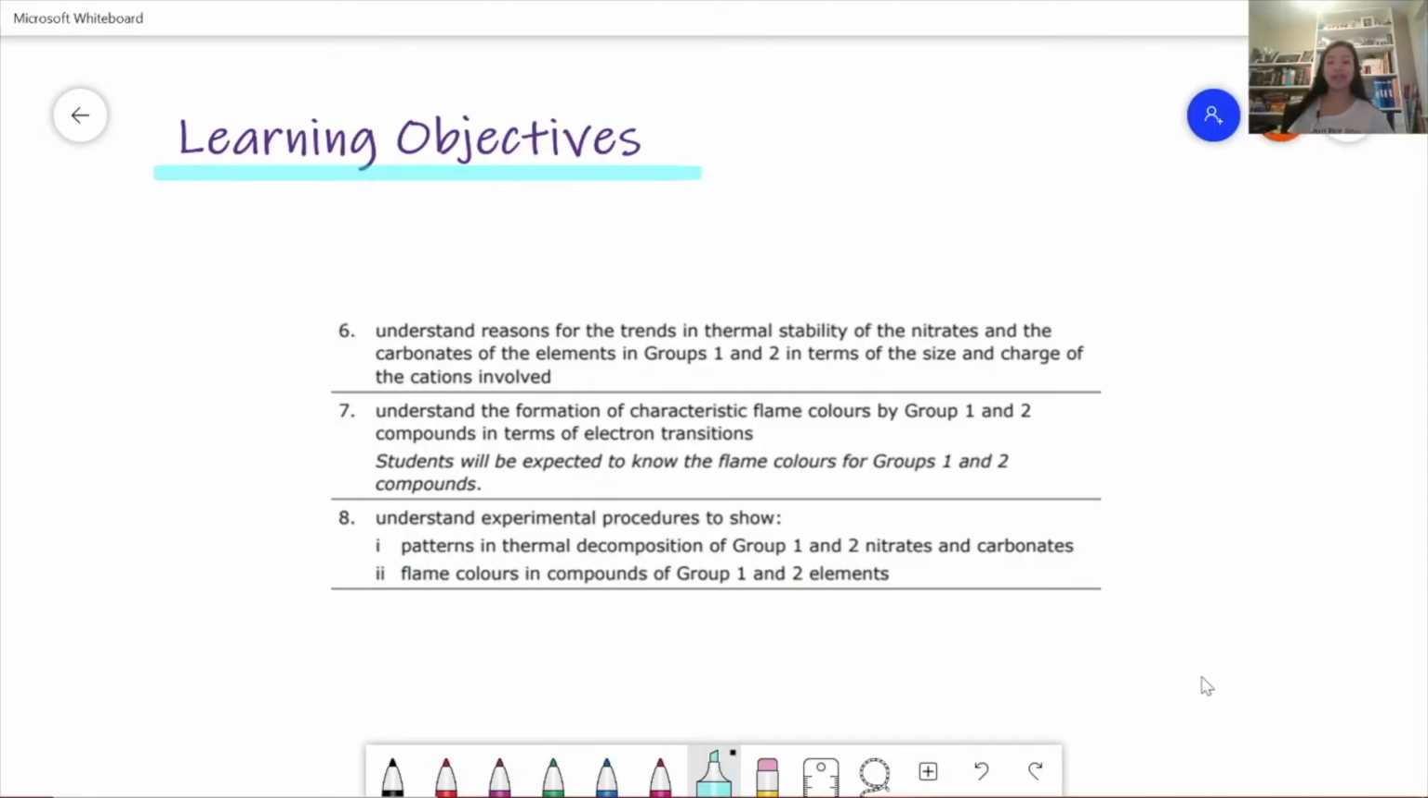Here are today's learning objectives. The first is to understand reasons for the trends in thermal stability of the nitrates and the carbonates of the elements in groups 1 and 2 in terms of the size and charge of the cations involved.